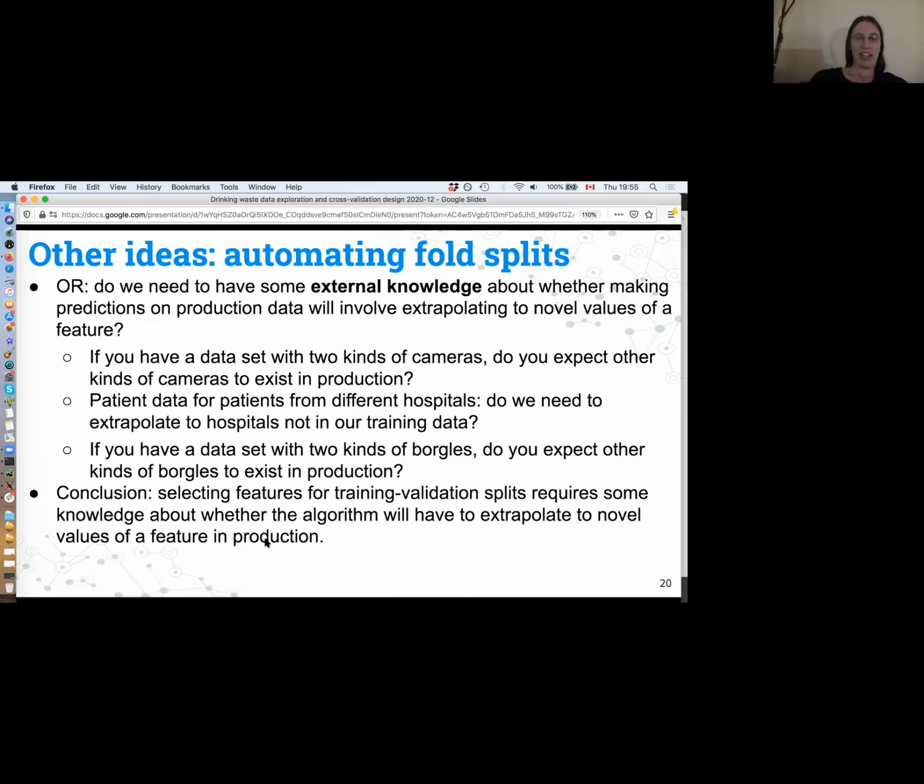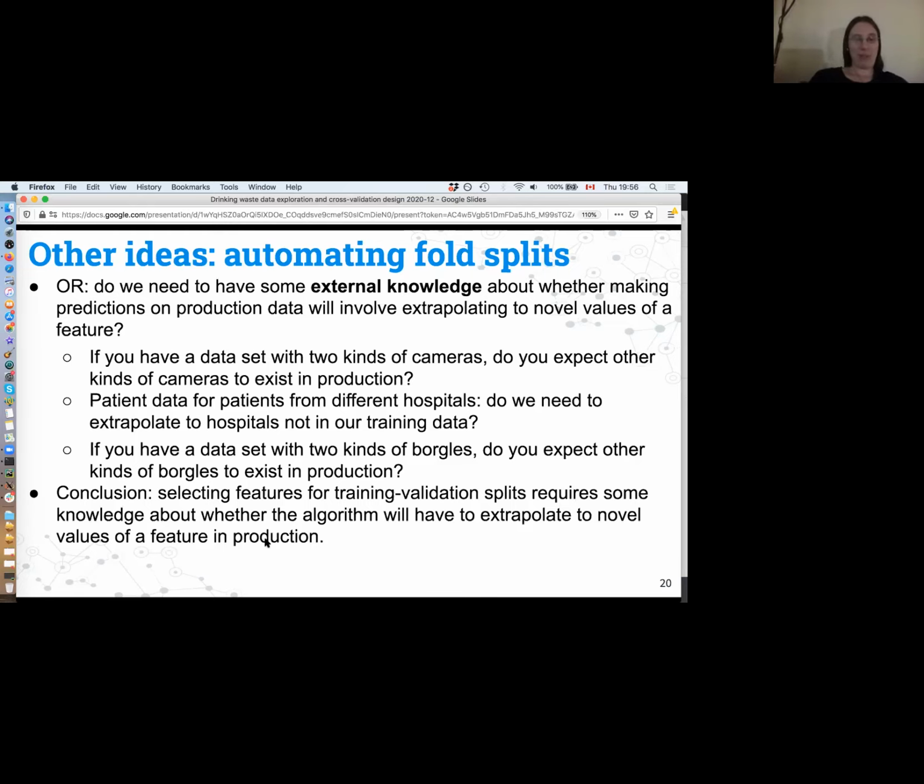Maybe you only care that the algorithm can interpolate amongst the hospitals that are there. But maybe you want to be able to extrapolate to different hospitals. That's not clear. And now if you think about a problem where you have a Borgle, which is something that I don't even know what it is.